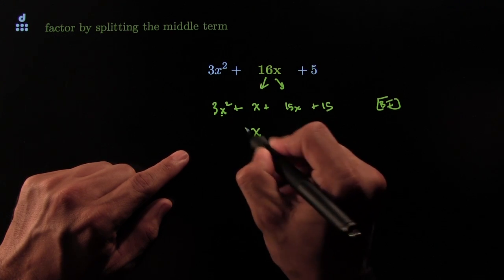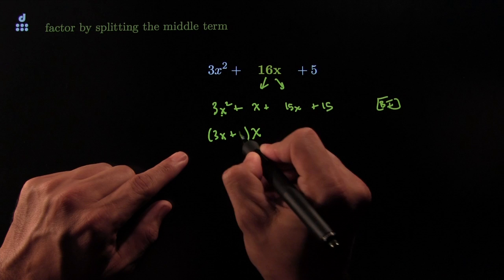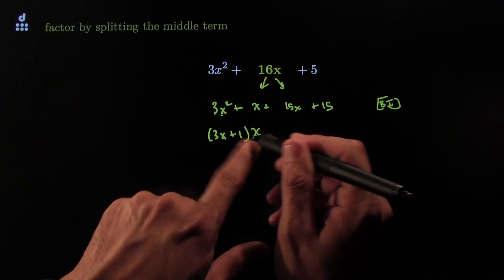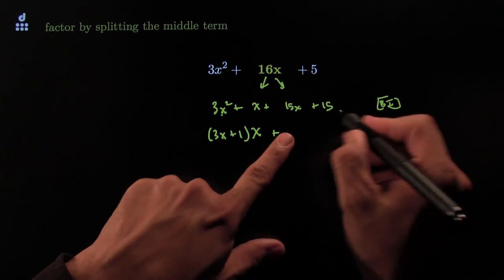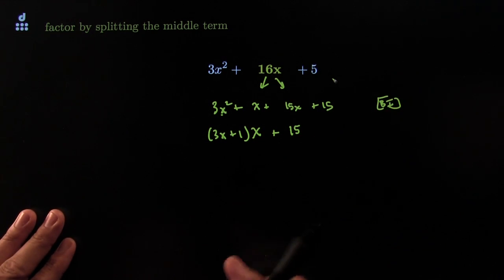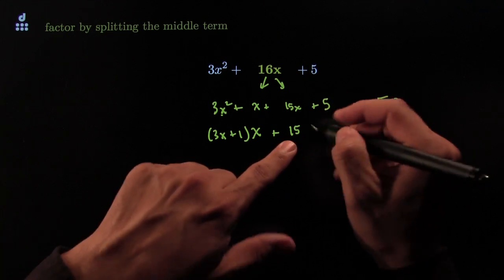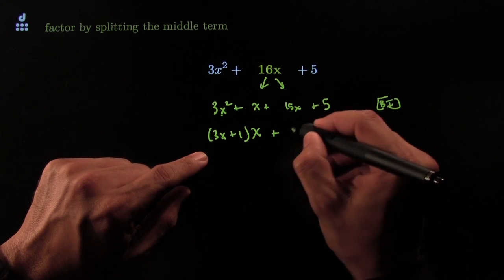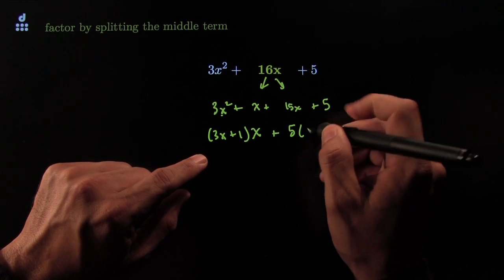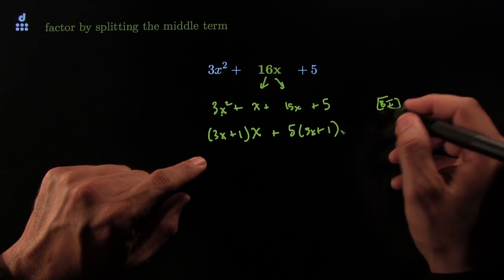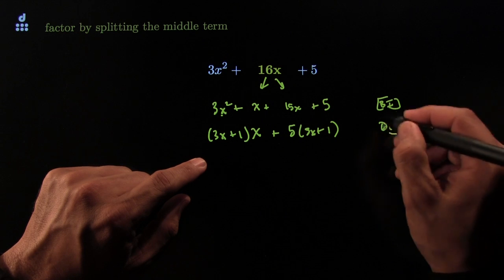Here I could factor out an x. If I did that, that would leave a 3x plus a 1 there. Again, a quick check to see if you did it right. 3x times x would be x squared. 1 times x would be just 1x. Out of these ones I could factor out a 5. And that would, of course, leave us with 3x plus 1. And so now you've done it successfully.